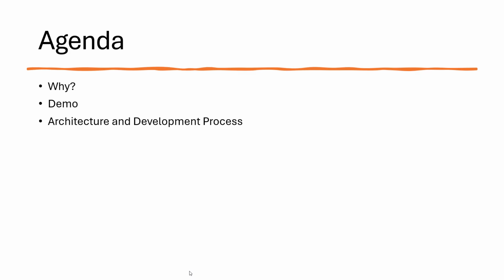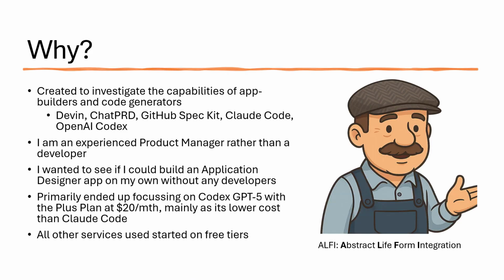So first of all, I wanted to investigate the capabilities of the app builders. So Devin, ChatPRD, both good tools. GitHub Spec Kit is very much a specification-centric approach. Then, of course, Claude Code and OpenAI Codex are the two leading code generators, which have really come on in the last couple of months or so.